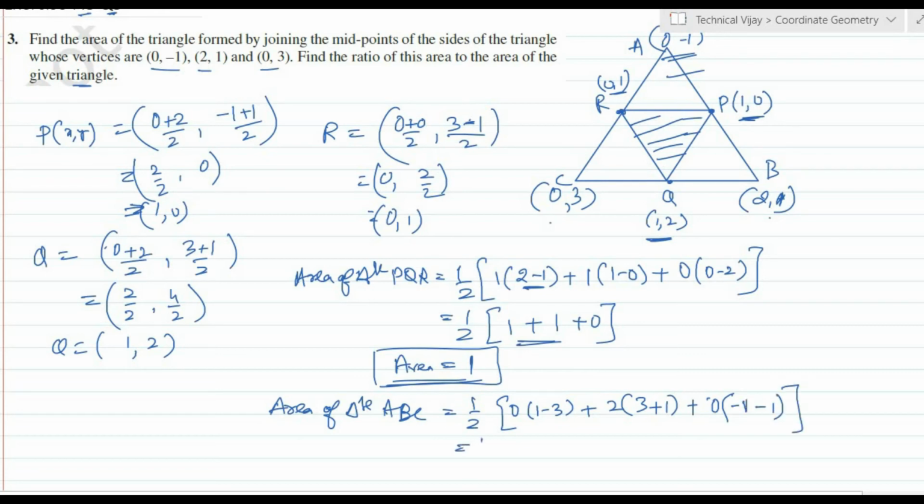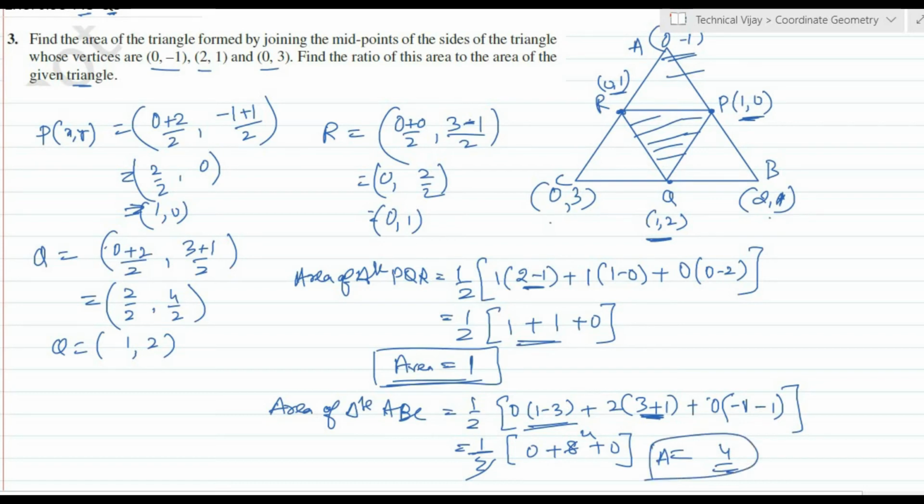So here half of, 0 into anything is 0. Here plus 3 plus 1 is 4, 4 into 2 is 8, plus 0 into anything is 0. So this is equal to half of 8, which is equal to 4. So this area is equal to 4.